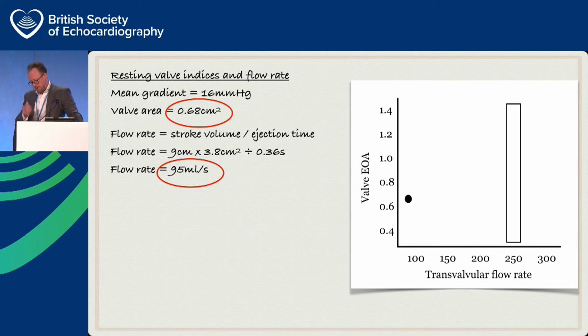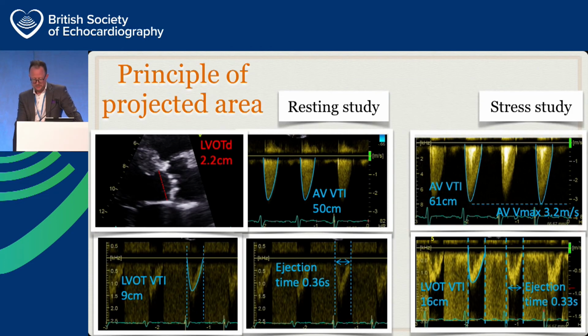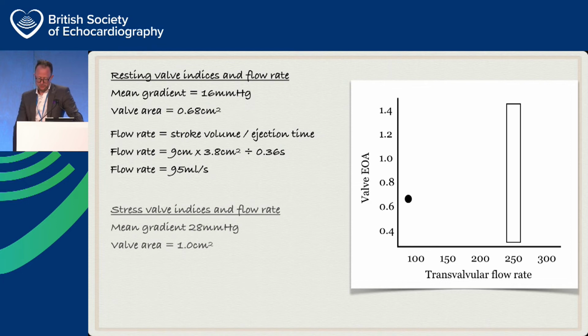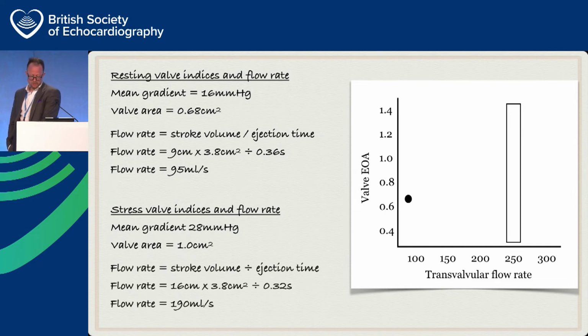Yeah, so this is what we do. We can plug that on that graph. Then we do the stress study. The stress study numbers increase, as you would expect. And what we do again is exactly the same principle. You plug it in. So we have the mean gradient of 28 and a valve area of 1. That is not enough to say the patient is either truly severe or not severe. So again, we work out the stroke volume, we work out the flow rate, and then we can plug that on the graph. And from that, we can then draw a line.